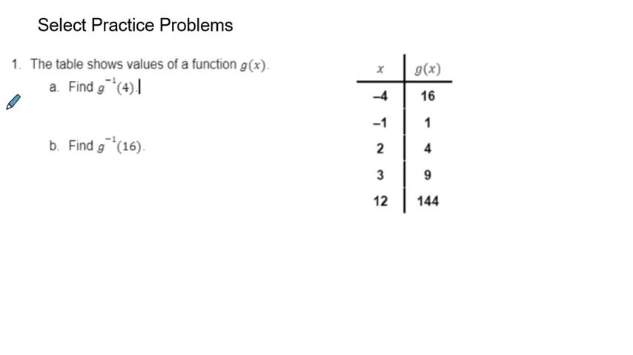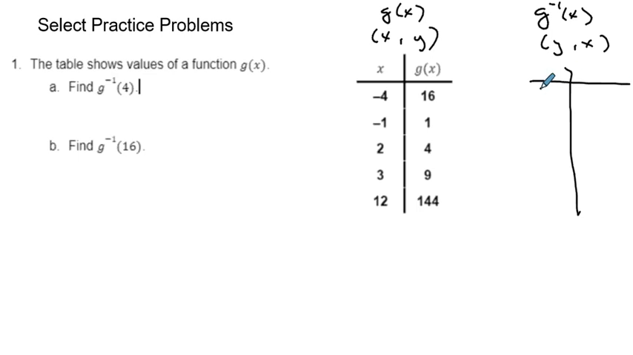They're giving you a table and they want you to find inverse values. So really all you got to do with these is understand that this is your original, your g of x function. Your g inverse function basically means you're just going to rewrite this. So you got -4, 16, and now you're going to write this as 16, -4. And -1, 1, now you're going to write it as 1, -1. 2, 4 becomes 4, 2. So you're just swapping all the values around, right?